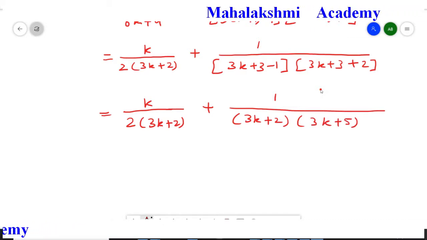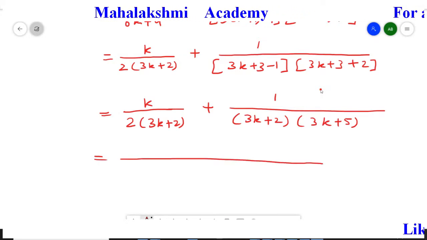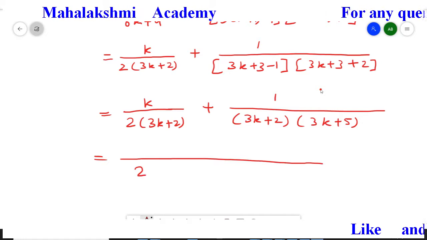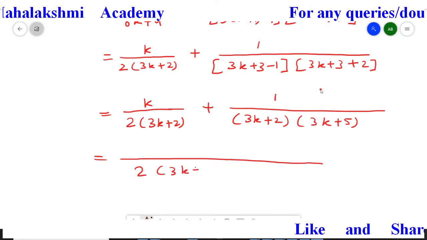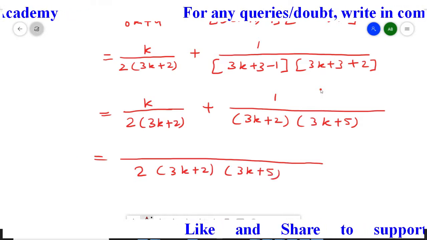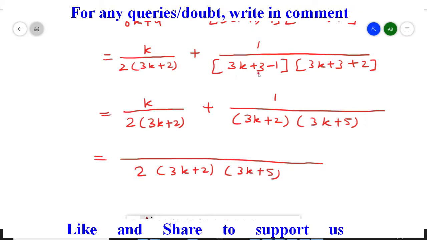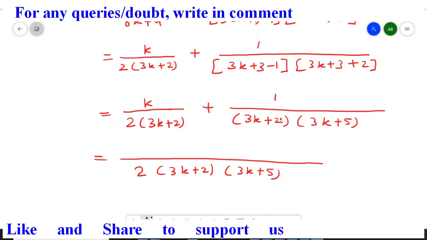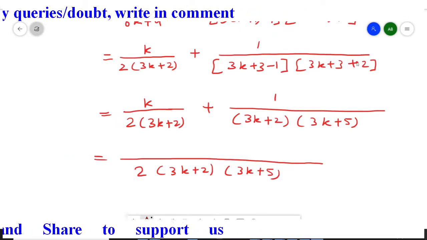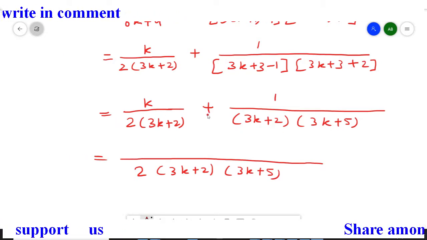Now we have to take the LCM to add them. So when we add them, we need to take the LCM. So the LCM is going to be 3k plus 2 and 3k plus 5. I hope it's clear to you. So what I have done is I solved this bracket. So plus 3 minus 1 is plus 2 and 3 plus 2 is plus 5, and then there are 2 terms which we have to add.